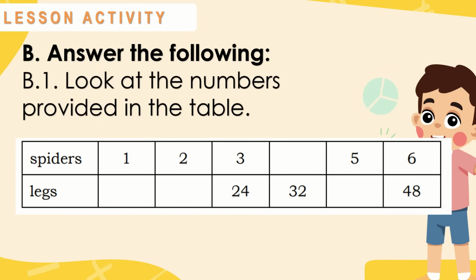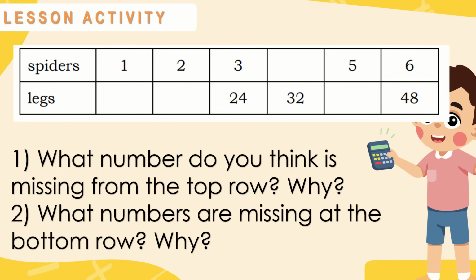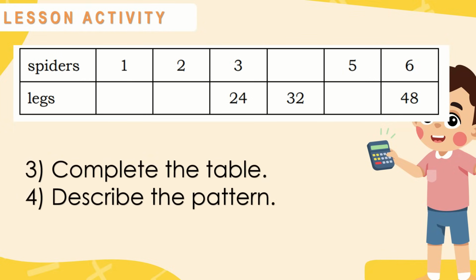Answer the following. Look at the numbers provided in the table. For spiders, we have 1, 2, 3, 5, and 6. For the legs, 24, 32, and 48. Number 1. What number do you think is missing from the top row? Why? Number 2. What numbers are missing from the bottom row? Why? Number 3. Complete the table. And for number 4, describe the pattern.